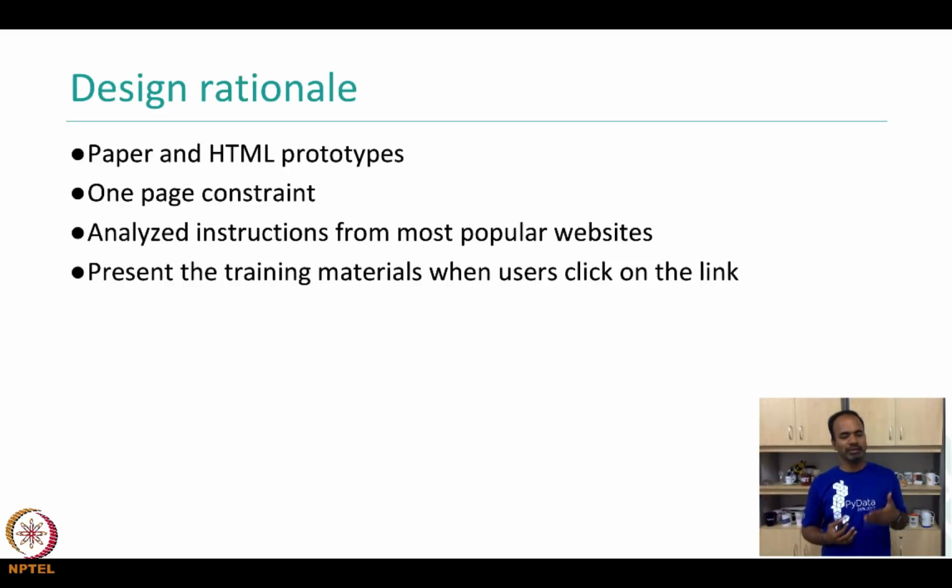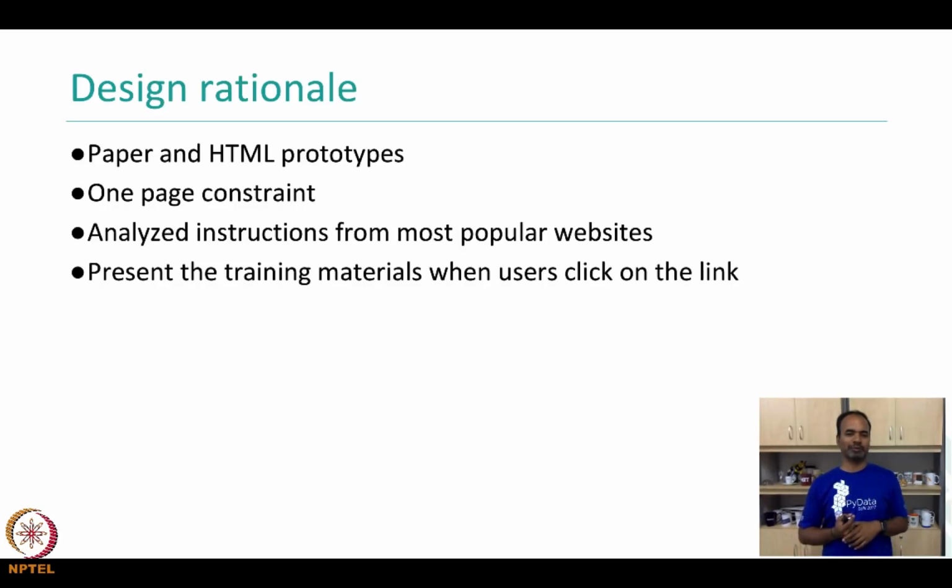One of the primary things that we saw in the design patterns is to present all the information above the fold. So keeping that in mind, we wanted to have all the important information that we are presenting to the user in just one screen. That was one of the design patterns, and the one page constraint is the design rationale that we had to take.